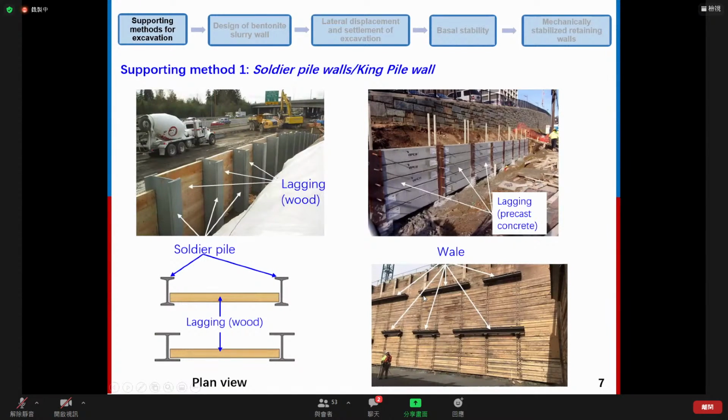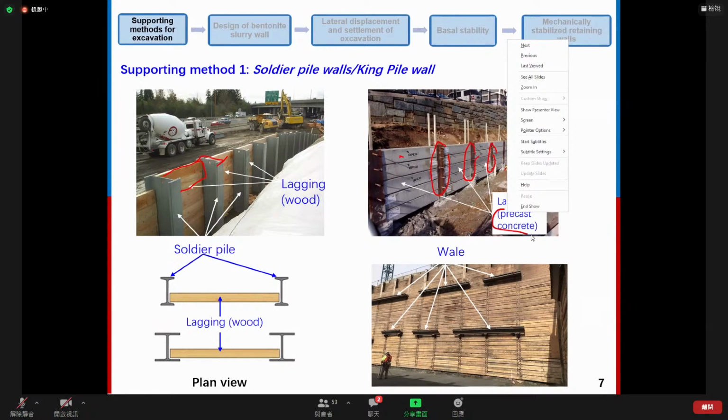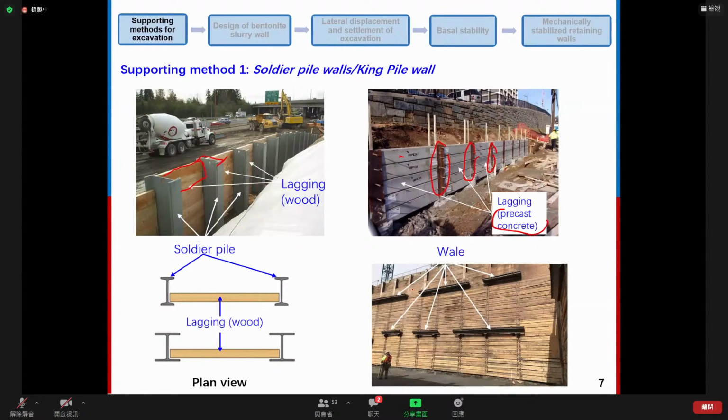So here are some photos of soldier pile walls. Here you can see this is the bearing pile section. This is the soldier pile, and the legging is made of wood and is wedged inside the soldier pile. And here, this is the soldier pile, soldier pile, soldier pile. And then in between the soldier piles, we have legging made of precast concrete. Okay, here you can see the legging made of wood.